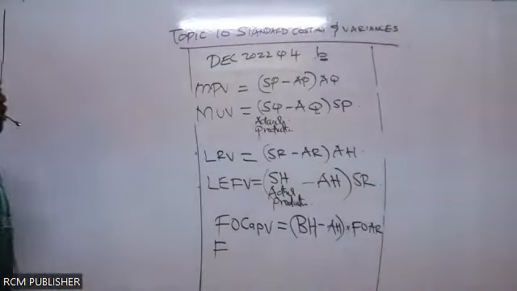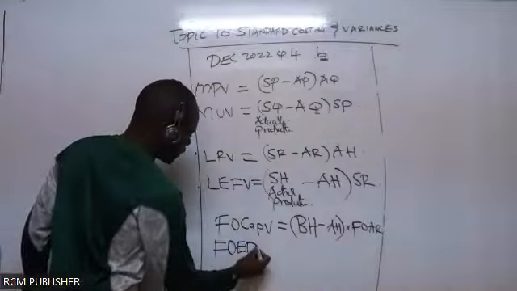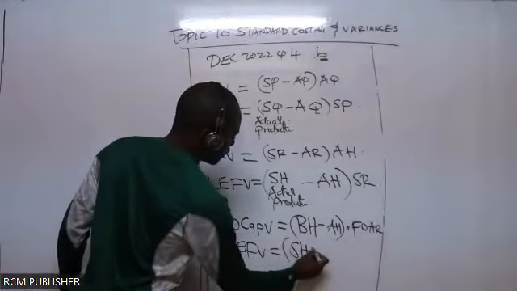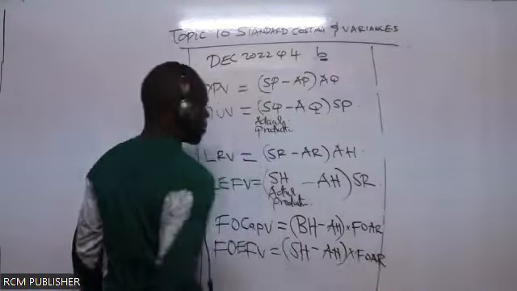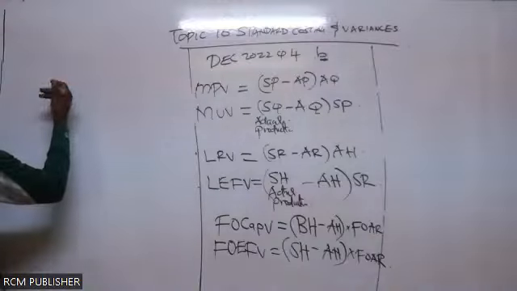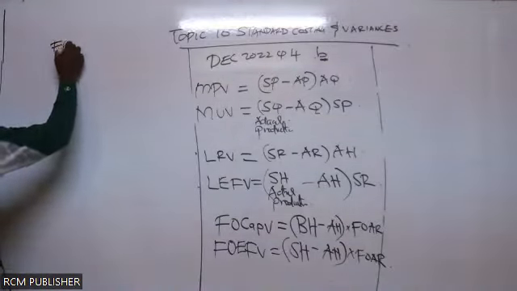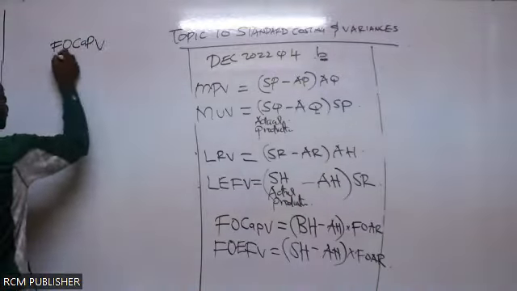So the next one that you are required to calculate, after fixed overhead capacity variance, is the fixed overhead efficiency variance, which is equivalent to standard hours minus actual hours, then you multiply by fixed overhead absorption rate. So this overhead absorption rate is something that we are familiar with. So we need to get fixed overhead capacity variance. That is what we need to calculate.